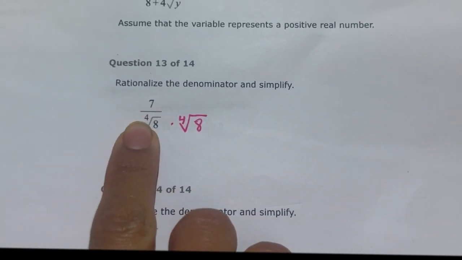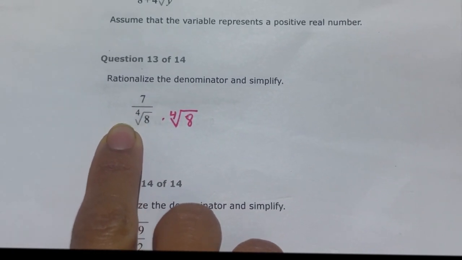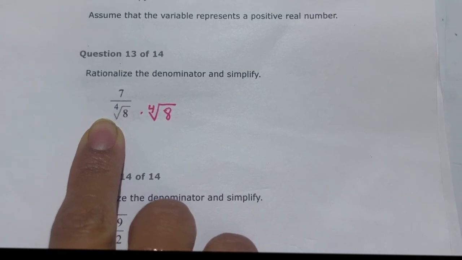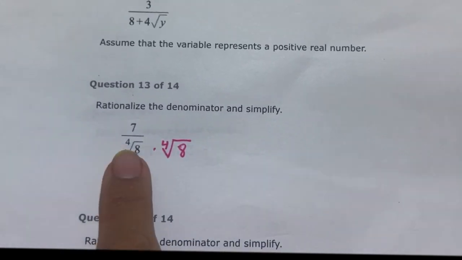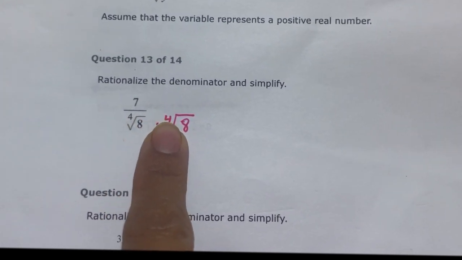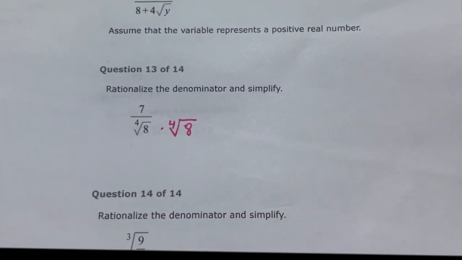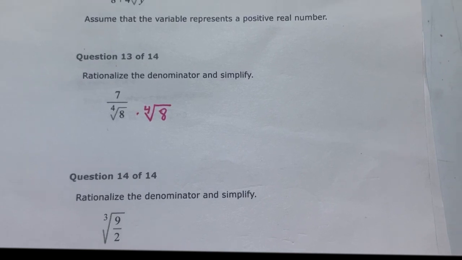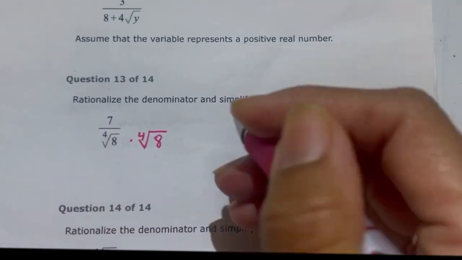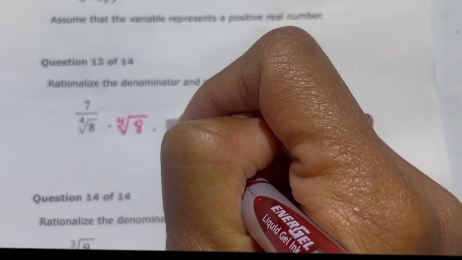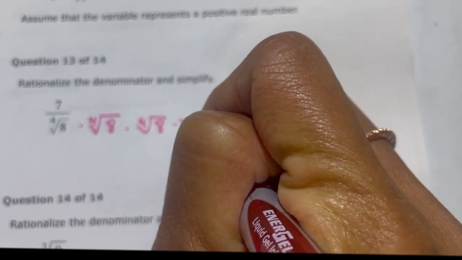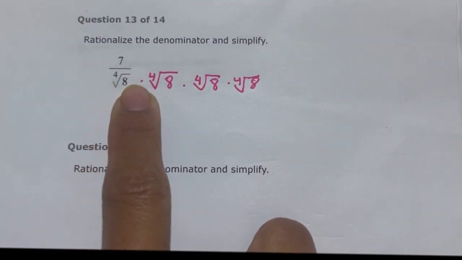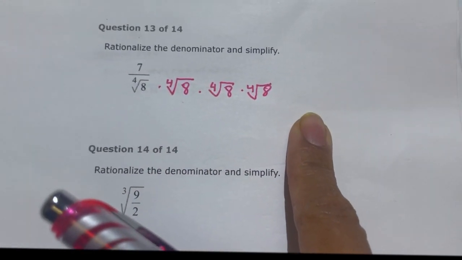So since it says the fourth root, how many do I need in order to pull it out? 4. I need 4 of a kind. Remember the game? The fourth root tells you the rules of the card game. You need 4 of a kind in order to pull it out. So I have 1, 2. Guess how many more I need to put? 2 more. Fourth root of 8 times fourth root of 8. So I'm multiplying by itself, and there's going to be a total of 4 of them.